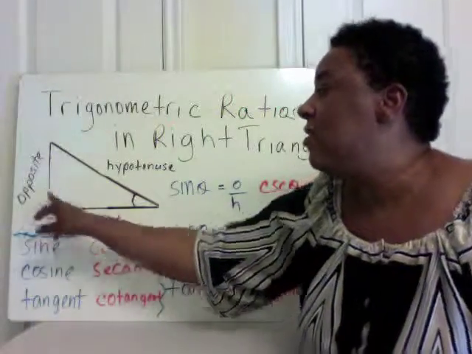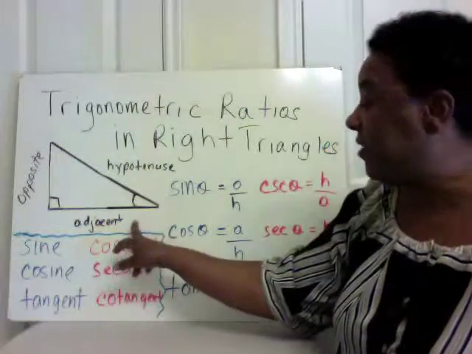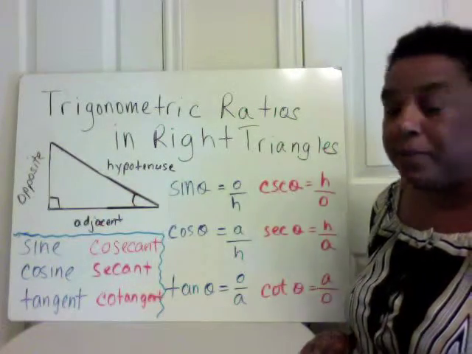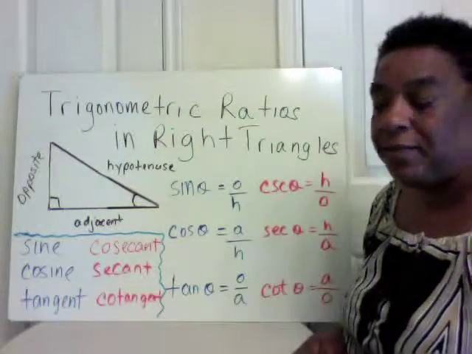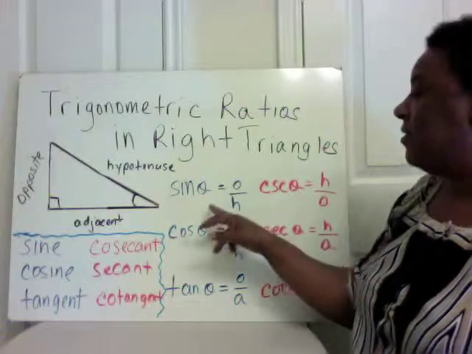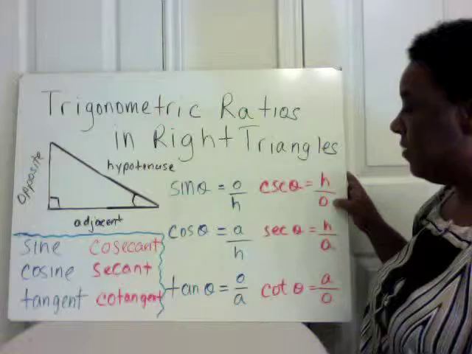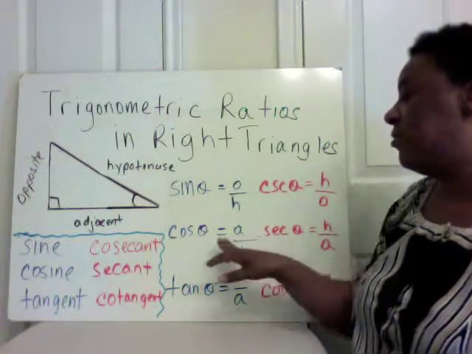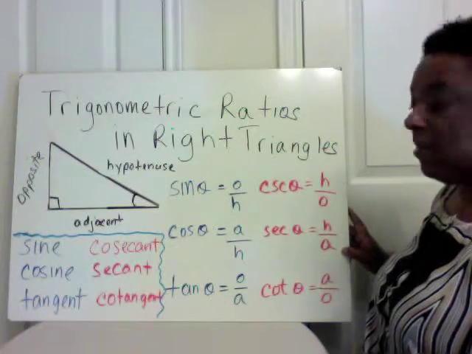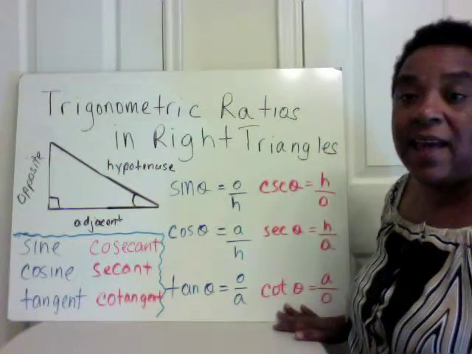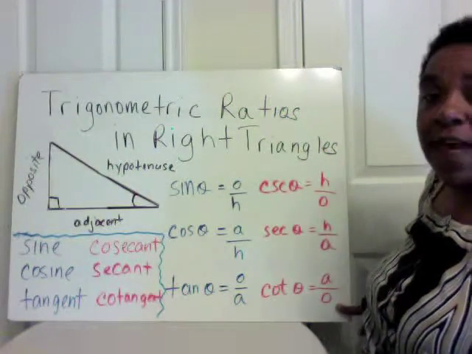Sine is the opposite over the hypotenuse. Cosine is the adjacent over the hypotenuse. Tangent is the opposite over the adjacent. Cosecant is the reciprocal of sine theta, so it is the hypotenuse over the opposite. Secant theta is the reciprocal of cosine theta, so it is the hypotenuse over the adjacent. And cotangent theta is the reciprocal of tan theta, so it is the adjacent over the opposite.